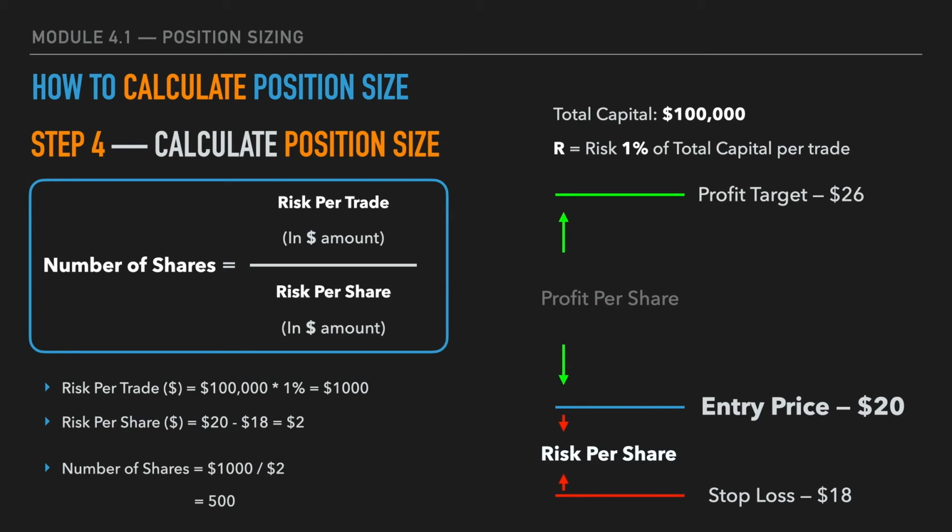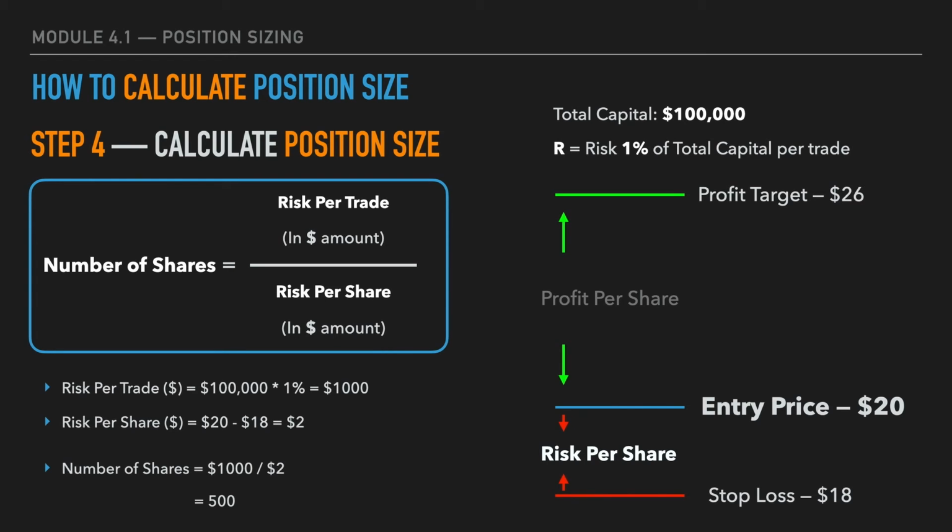Let's do the calculation. First, you calculate the risk per trade in dollar amount. Total capital multiplied by the R multiple, which gets you $1,000. So this $1,000 is the total risk per trade in dollar amount.